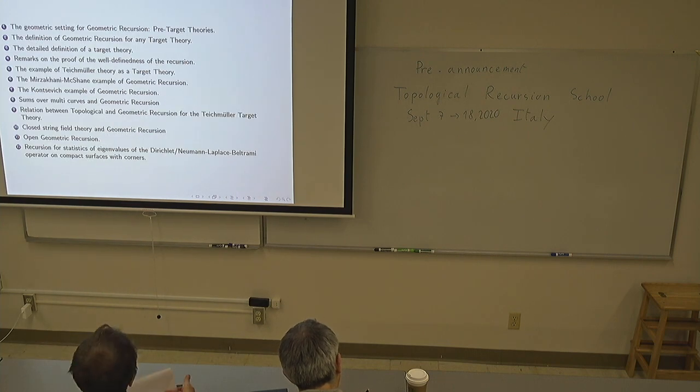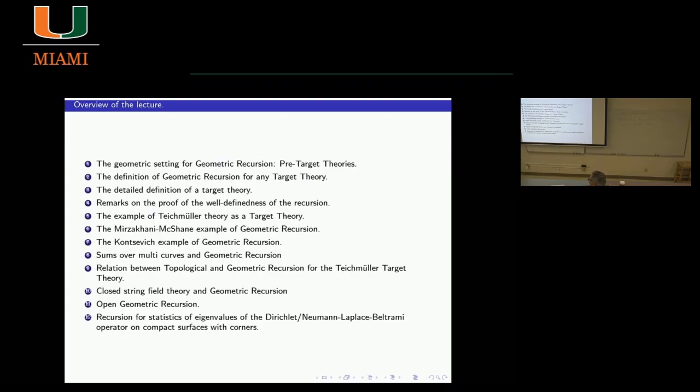So my plan is to do these 12 things. I will give you the geometric setting of pre-target theories. I will define the geometric recursion for any target theory. Then I will give you the detailed definition of target theory, and then a remark of why the recursion is well defined. I wanted to give this audience the precise definition so you can see the analysis that goes in.